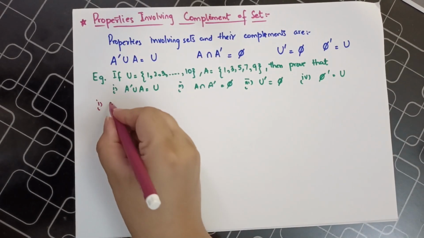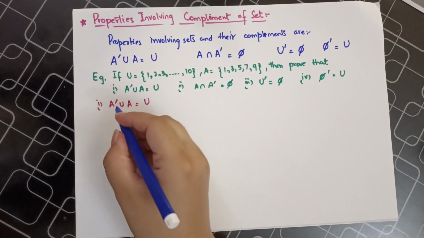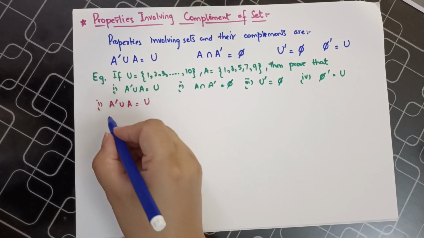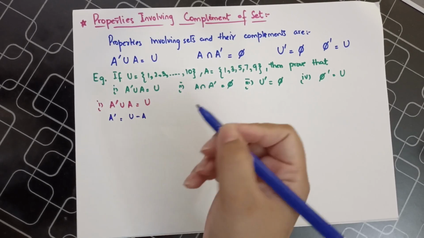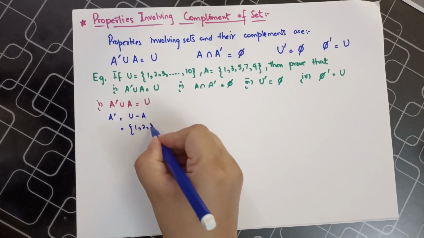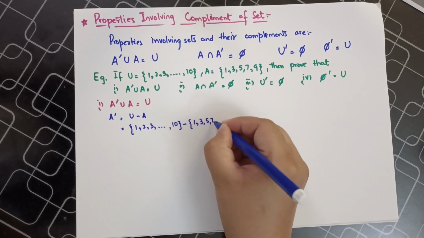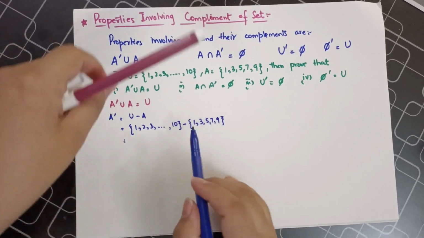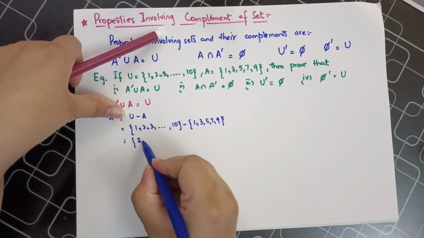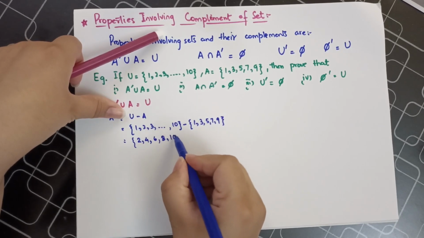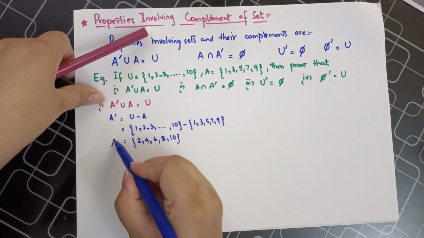Number one is A complement union A is equal to U. First of all, we're going to take the complement. A complement is equal to U minus A, right? U is 1, 2, 3 till 10 minus A, which is 1, 3, 5, 7, 9. Now, when we subtract all the elements of A from the universal set, the rest of the elements left in the universal set are 2, 4, 6, 8, and 10. These are the elements which are not present in the set A. So, this is the complement.